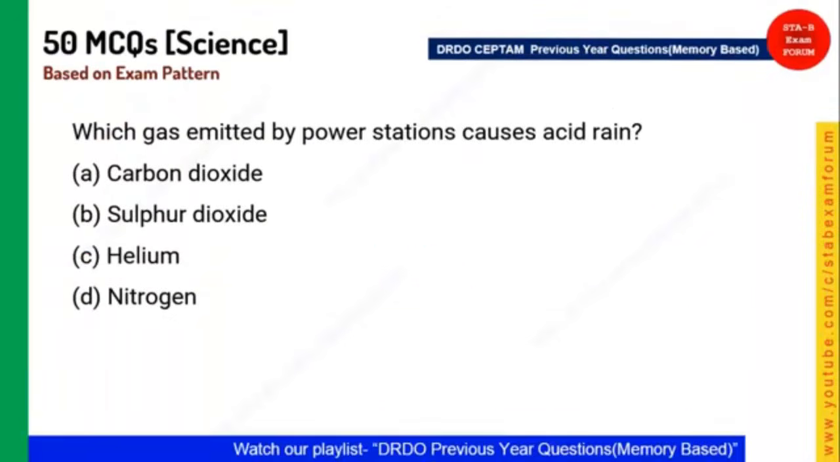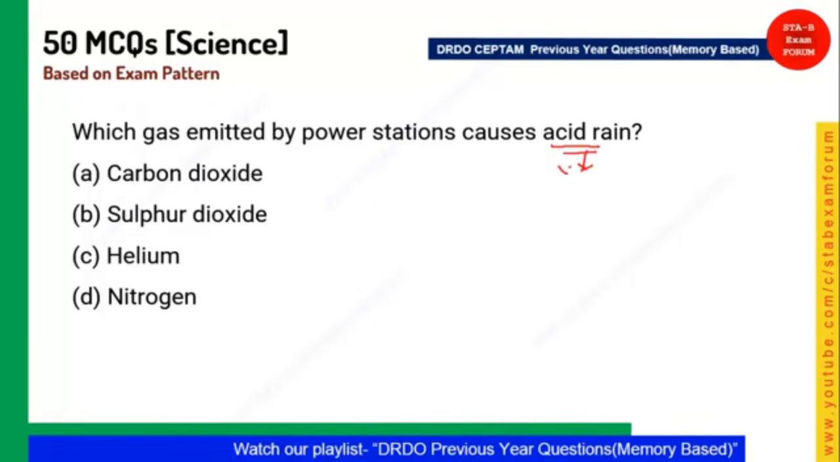Let's see the next question. Which gas is emitted by power stations that causes acid rain? Student, a question on acid rain can also come. This is also an important science concept, and the main reason for acid rain is sulfur dioxide, which is generally released by power stations.